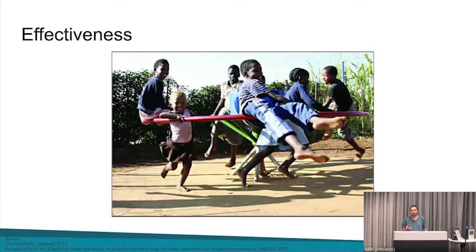But it doesn't only matter that we donate, it also matters how we donate. And I want to start with one simple example. Raise your hand if you've ever heard of Play Pumps, the NGO.